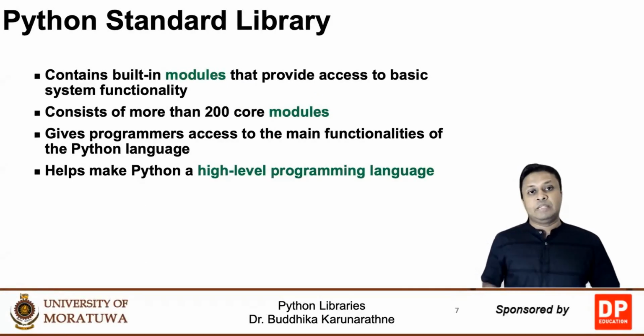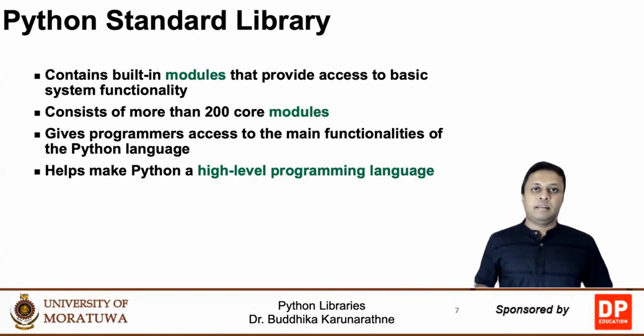Now we move on to introduce Python standard library. Python's standard library has built-in modules that provide access to basic system functionality like inputs and outputs, network access, and so on. The standard library consists of more than 200 core modules, which provide convenient access to main functionalities of the Python language and the environment.